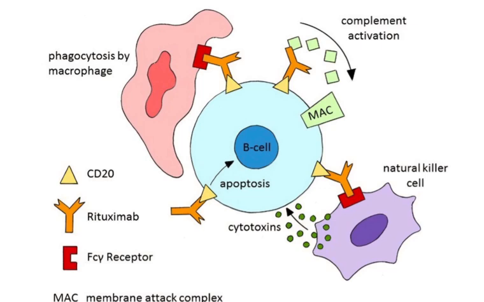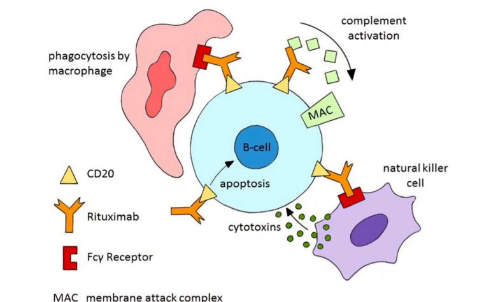Natural killer cell activation. When an NK cell, the purple cells, binds to the rituximab-coated B cell via its Fc gamma receptor, it triggers the release of cytotoxins, represented by green dots. These perforins and granzymes induce targeted cell lysis of the B cell.